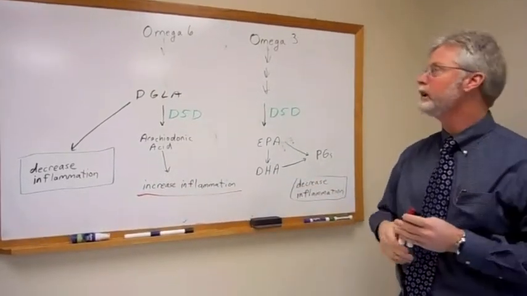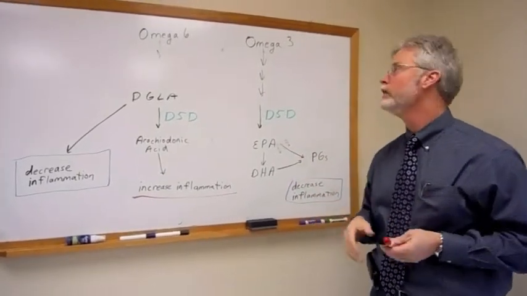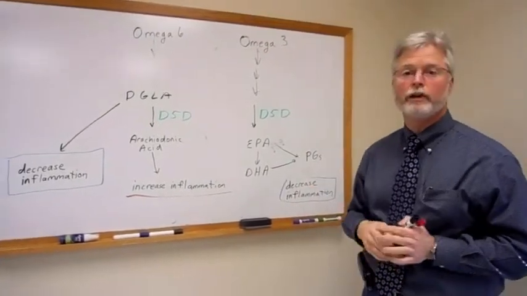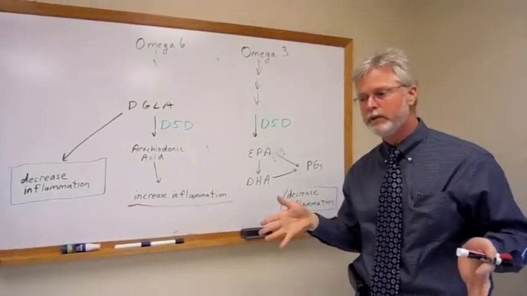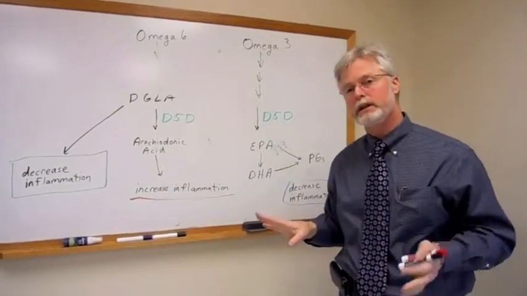So what's the bottom line? It really is a balance between eating omega-3s and omega-6s. You'd like to have 4 omega-6s for every 1 omega-3, even better would be 1-to-1. But the typical diet is 15 omega-6s to 1 omega-3. We're eating way too many omega-6s.